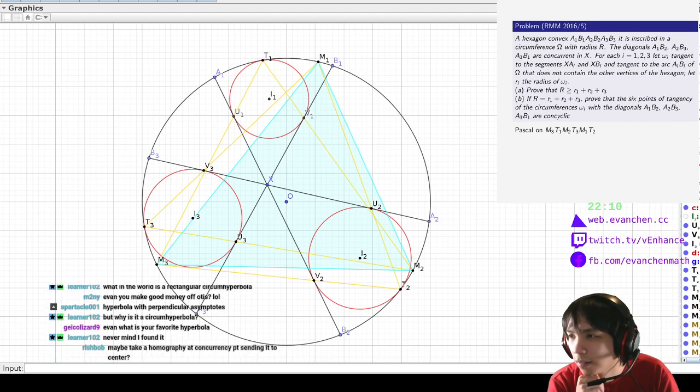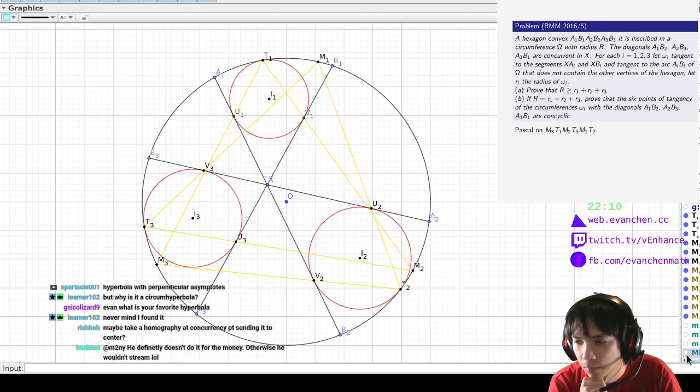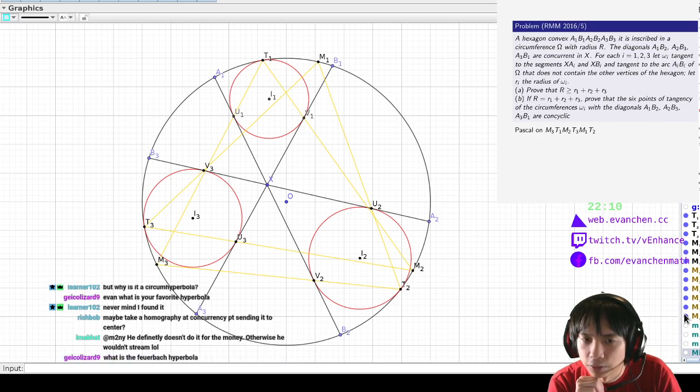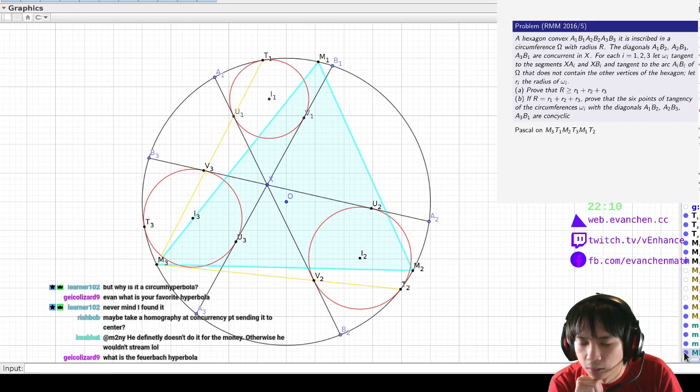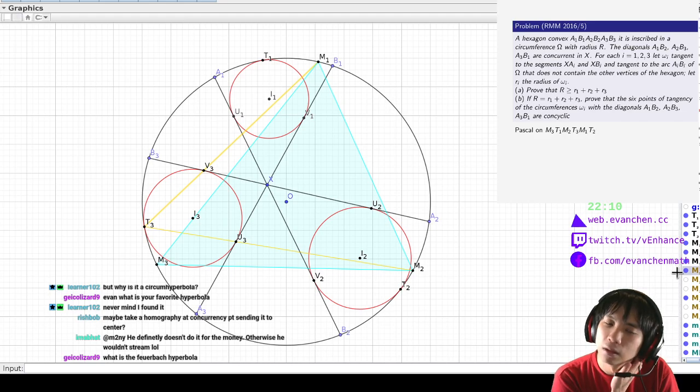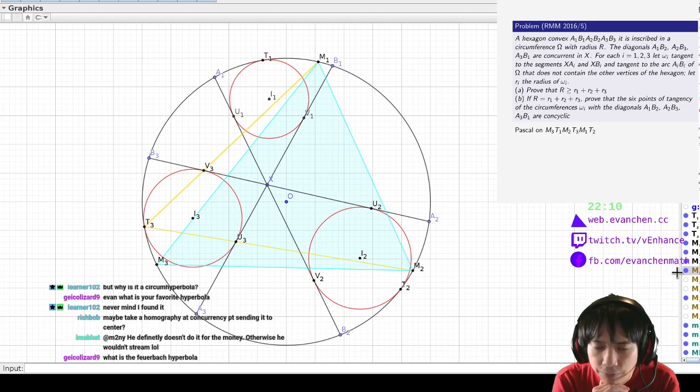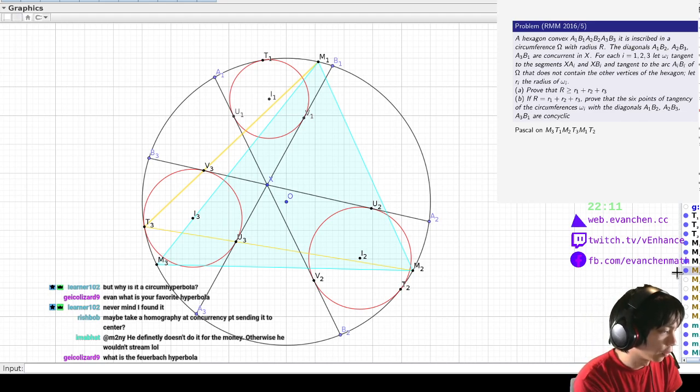Oh, that triangle's very... I think I have too many yellow segments. I should just focus on some of them. I'm going to focus on the ones from 3. So we have this thing, and then we have this MMM. No, sorry, I want the ones that use T3. It's like T3 V3. Yeah, it's U3 V3 against M1 M2. Where can I control that ratio at all? What is the Feuerbach hyperbola? It's the hyperbola through A, B, C, I, H, the incenter and orthocenter.